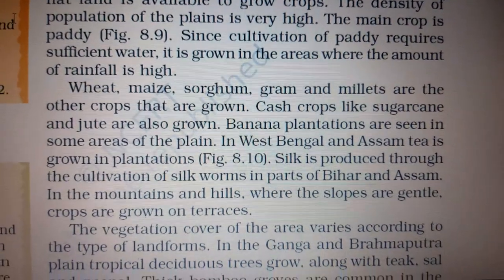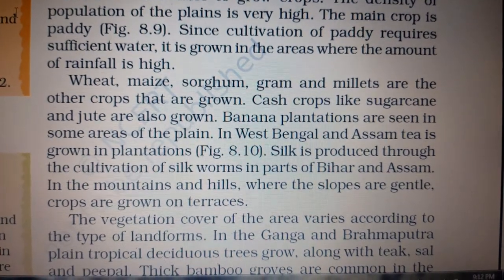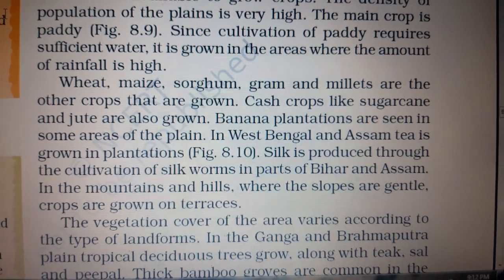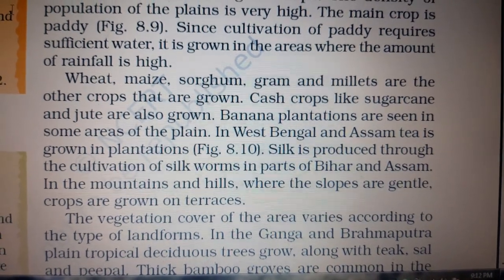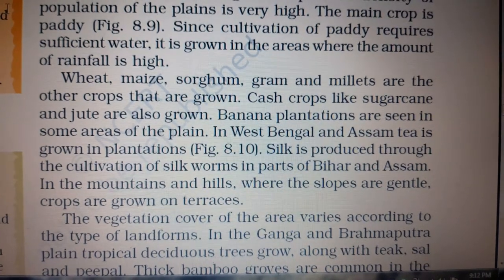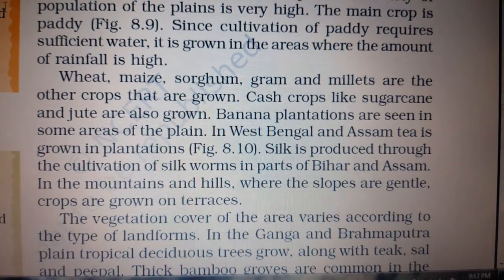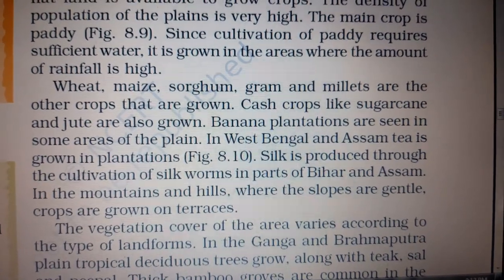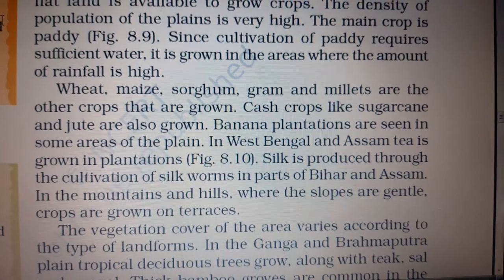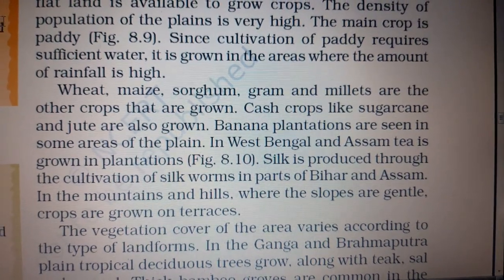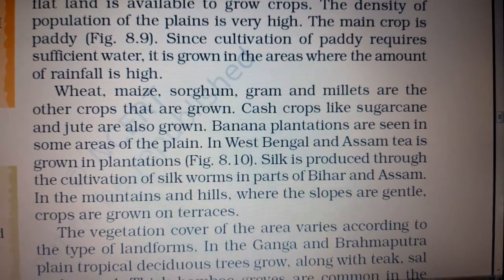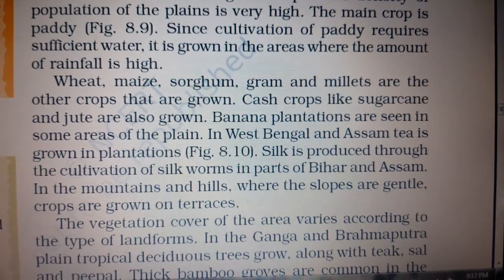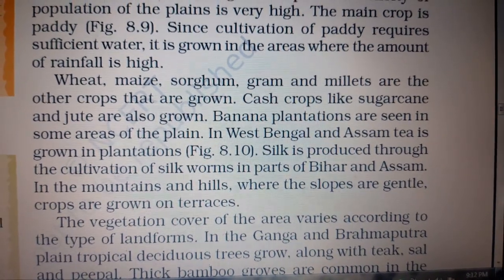Cash crops. What do you mean by cash crops? Cash crops means the crops which we produce for sale in the market. Examples of cash crops are sugarcane and jute, which can also be grown here. Banana plantations are seen in some areas of the plain. Maximum crops can grow in Uttar Pradesh, Haryana, Punjab. In West Bengal and Assam, what is the main crop there? Tea. Just because the climatic conditions are favorable for tea. Silk is also produced. How can silk be produced? Through the cultivation of silk worms in parts of Bihar and Assam.